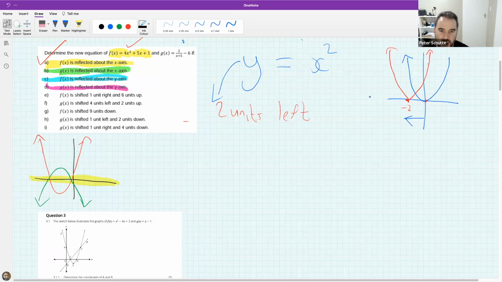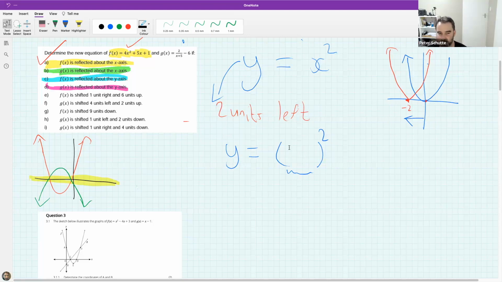Now, how do we deal with this in the algebra? We can't just add a +2 at the end. That would shift it up or down. So what we need to do is transform the x value. The original function was y equals x squared. Something has to happen inside this bracket. And the question is, is it going to be x plus 2 or is it going to be x minus 2? That's what we need to decide.